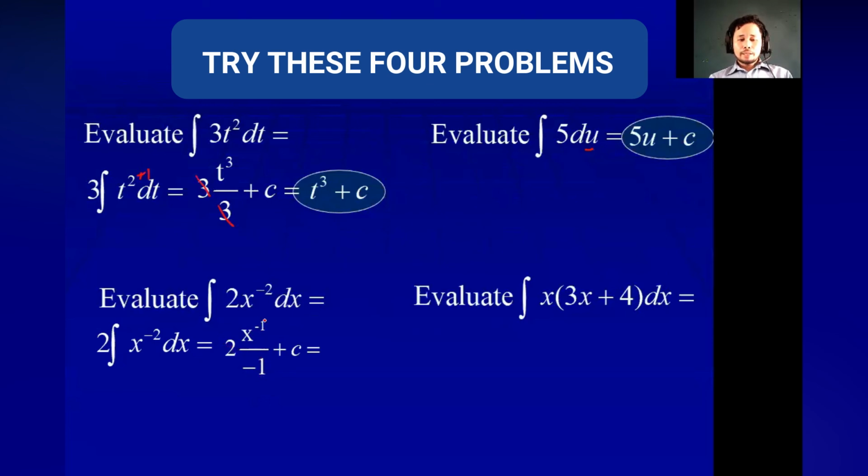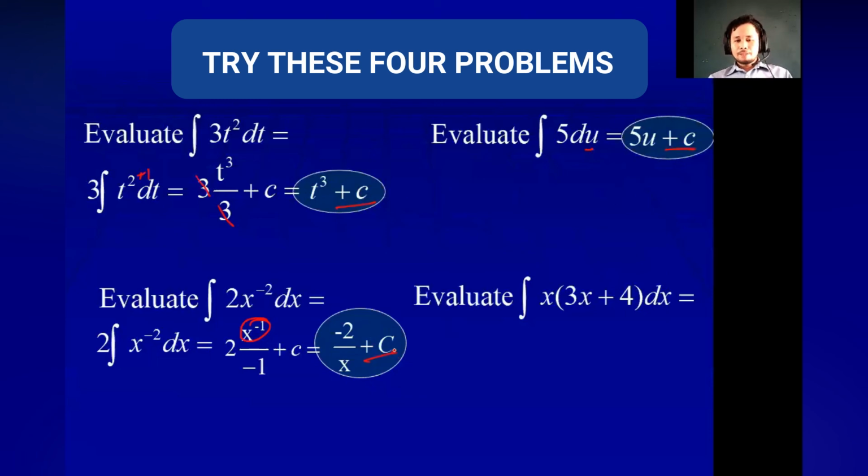And then to make the exponent of our variable positive, we put our variable in the denominator. So we have negative 2 over x, which now has positive 1 as its exponent, plus c. So this is now the final answer. So don't forget to write plus c. As you could see, we have plus c, and plus c.